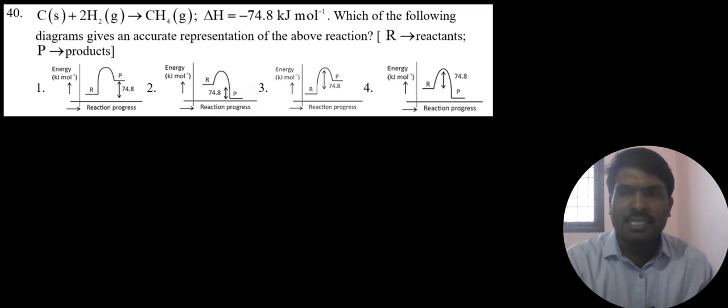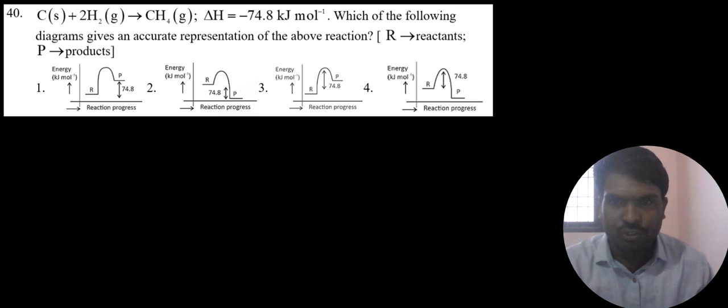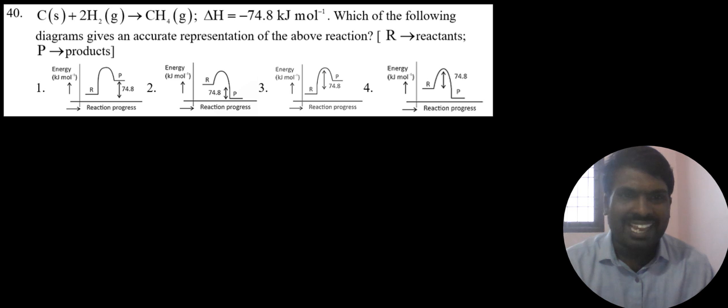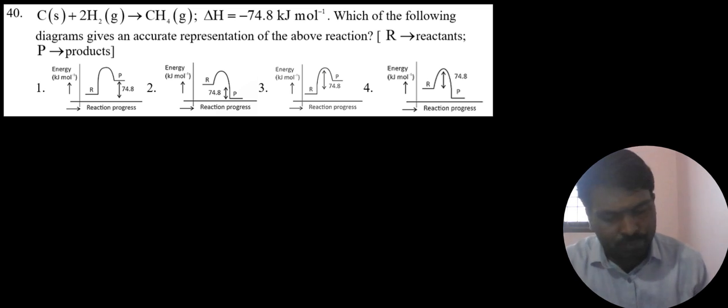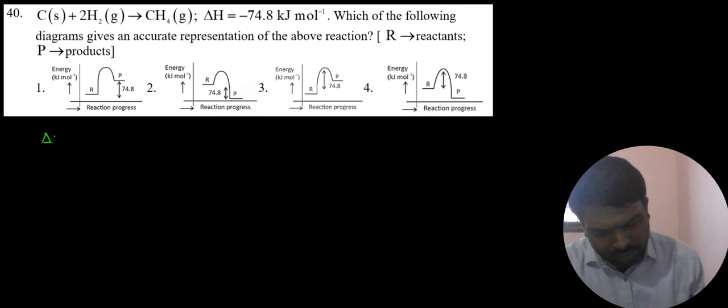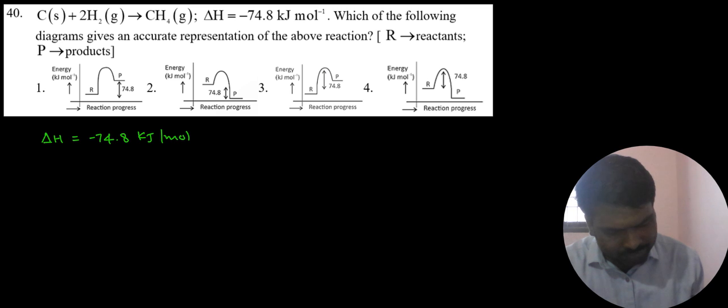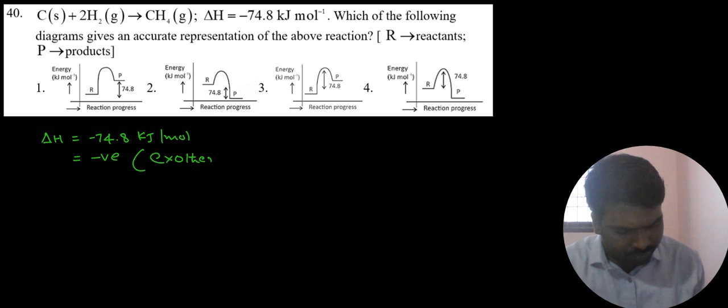Carbon plus 2 moles hydrogen giving rise to CH4. Enthalpy of reaction minus 74.8 kJ per mole. Which of the following diagrams gives an accurate representation of the above reaction? So here delta H value is minus 74.8 kJ per mole. That means delta H value negative given. Delta H negative means it is exothermic reaction.